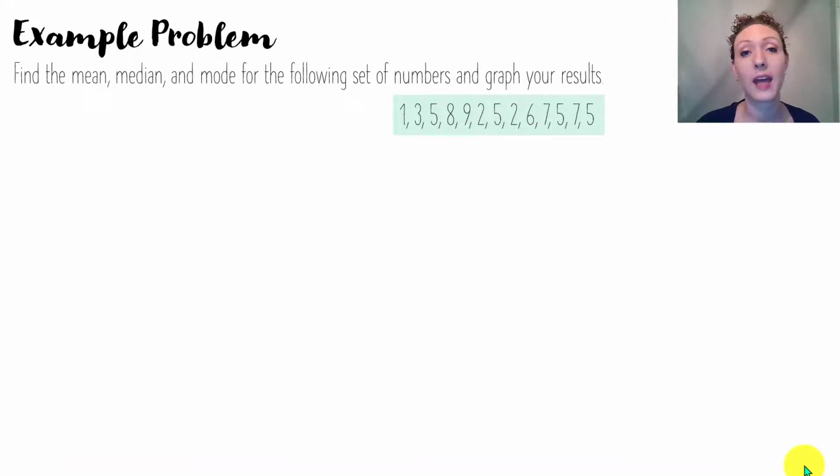Okay, so let's go ahead and look at an example problem. Find the mean, median, and mode for the following set of numbers and graph your results. Okay, so I have gone ahead and come up with a set of numbers here. All right, so let's get started.